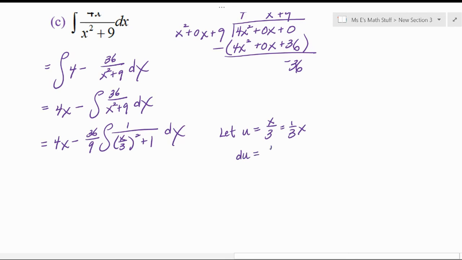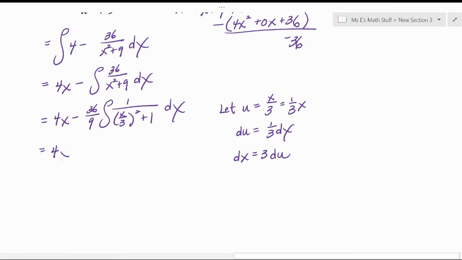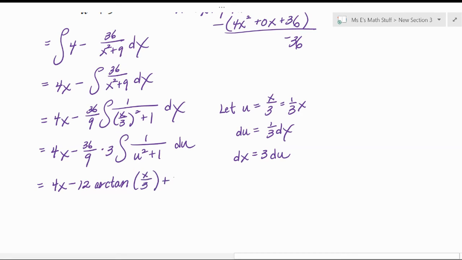I'll go ahead and demonstrate it. There we go. So we'd end up with 4x minus 36 over 9 times 3 times the integral of 1 over u squared plus 1 du. 4x minus, okay, 12 looks like. And then you'd have arctangent of u, which let's just back substitute. Boom, and you've got it.